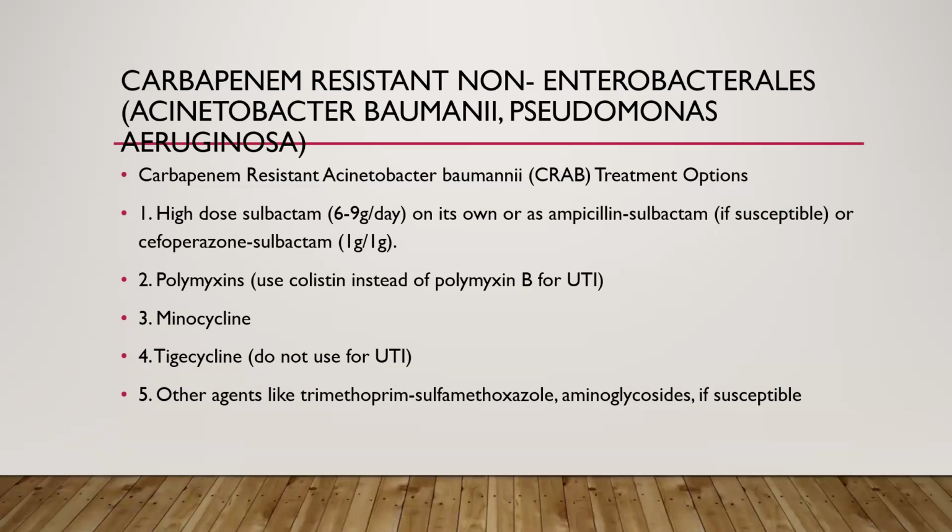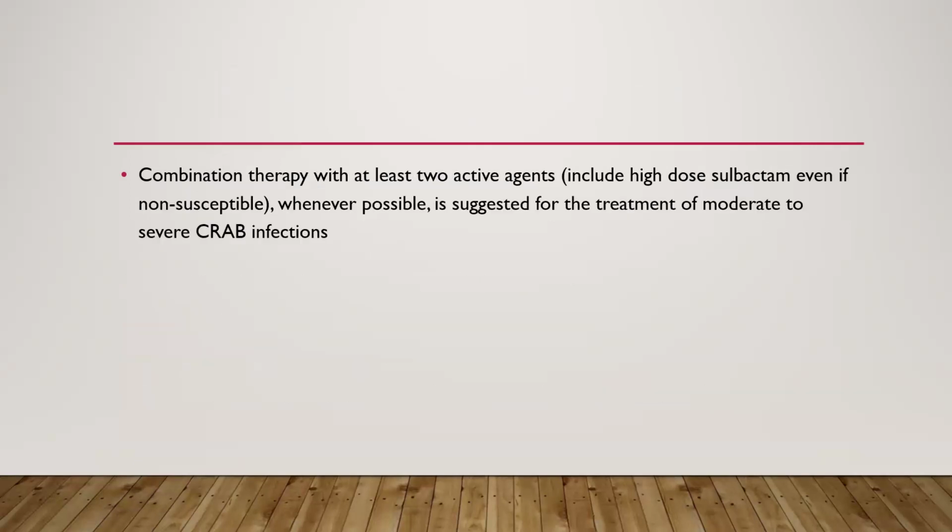Then we can also use minocycline, tigecycline. Tigecycline is not recommended for UTI. And the other agents like trimethoprim-sulfamethoxazole and aminoglycoside. So combination therapy with at least 2 active agents, including high-dose sulbactam, even if non-susceptible, when possible, is suggested for treatment of moderate to severe carbapenem-resistant Acinetobacter baumannii infection.